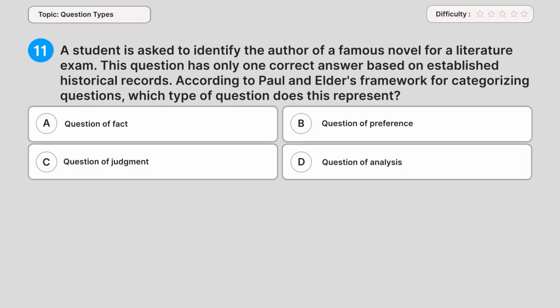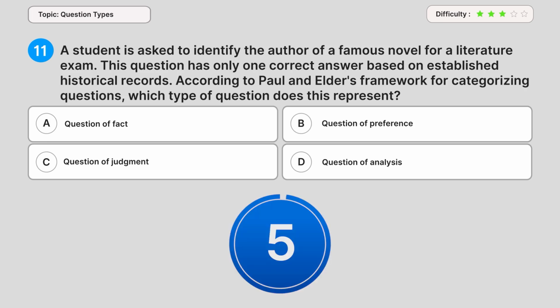11. A student is asked to identify the author of a famous novel for a literature exam. This question has only one correct answer based on established historical records. According to Paul and Elder's framework for categorizing questions, which type of question does this represent? A. Question of fact. B. Question of preference. C. Question of judgment. D. Question of analysis. What do you think is the answer?